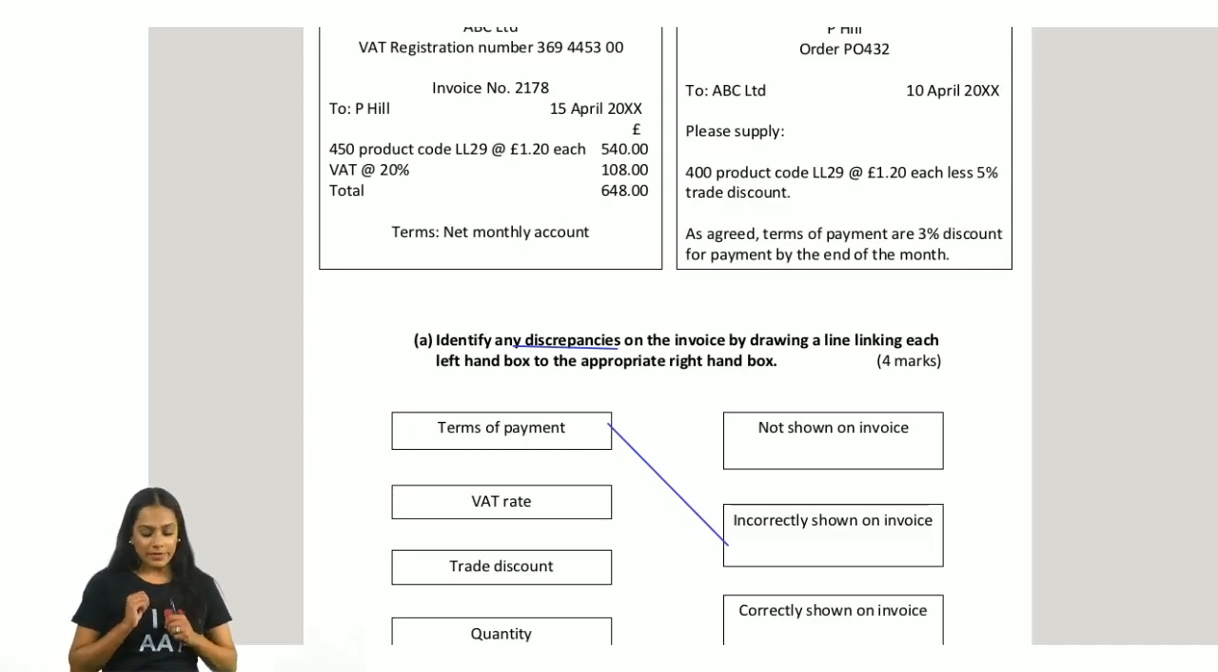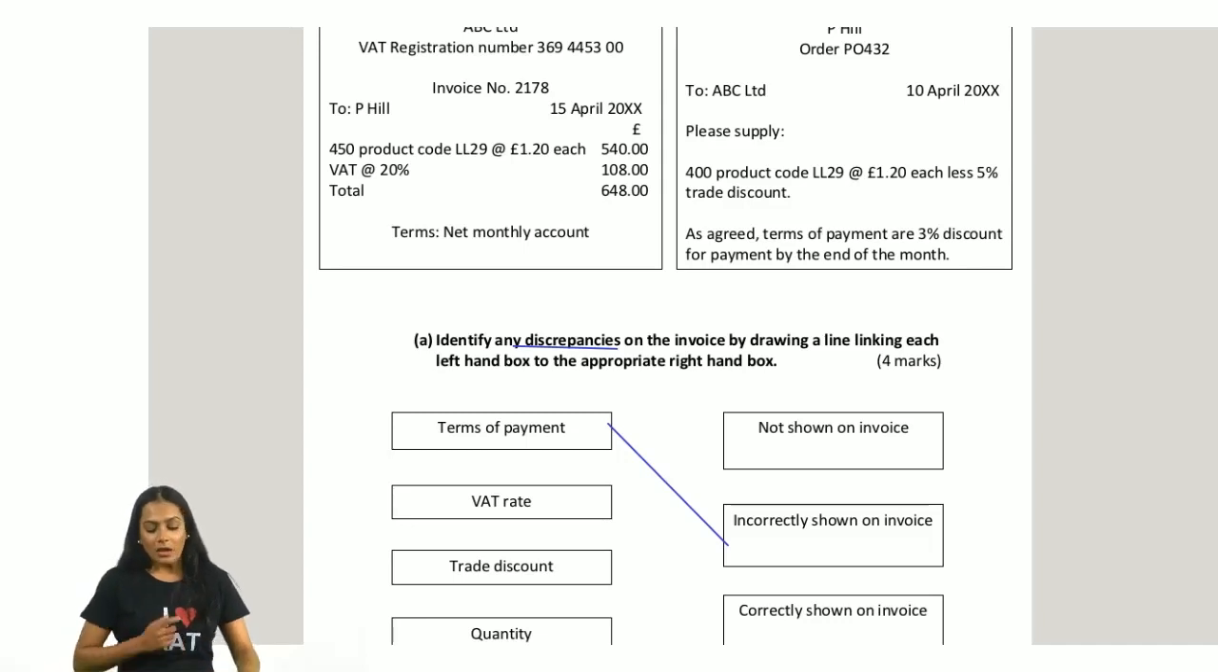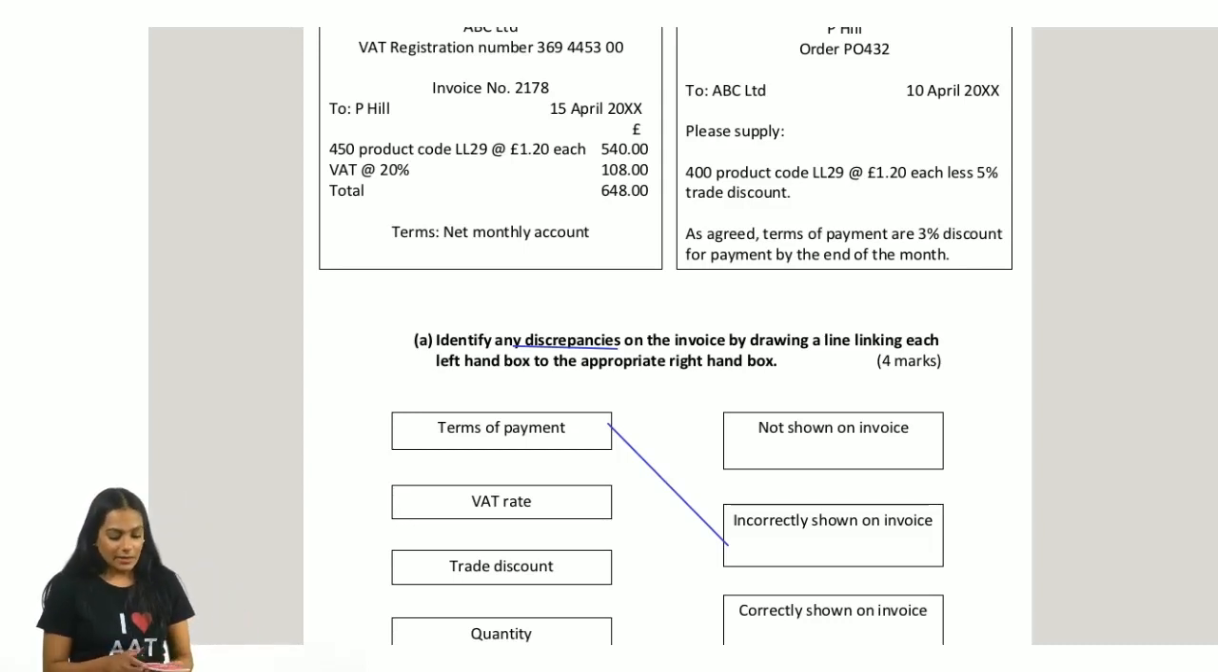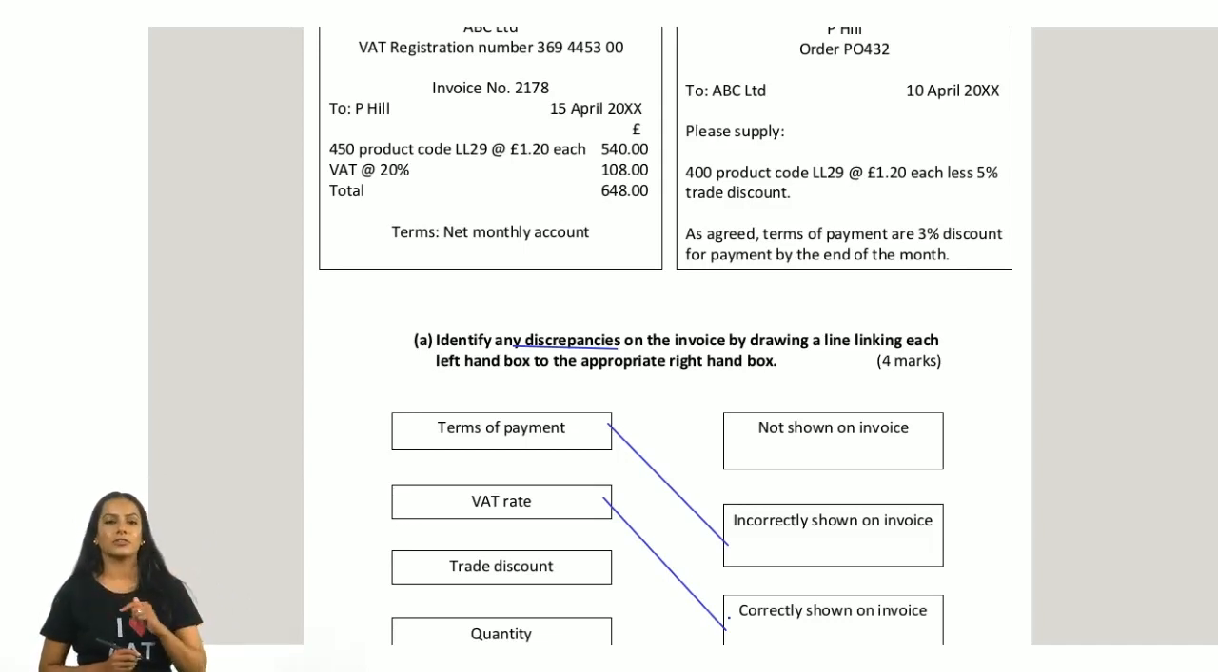Okay. The next one we've got is the VAT rate. Has the VAT rate been incorrectly shown on the invoice, correctly shown on the invoice, or not shown at all? Now, I need to check if the calculation of VAT is correct. Now, they have charged 450 units at 120, so the total amount is £540. And if I multiply that by 20%, the VAT is going to be £108. So I can very comfortably and confidently say that the VAT rate is correctly shown on the invoice. Okay, so I've just got 2 out of the 4 marks.